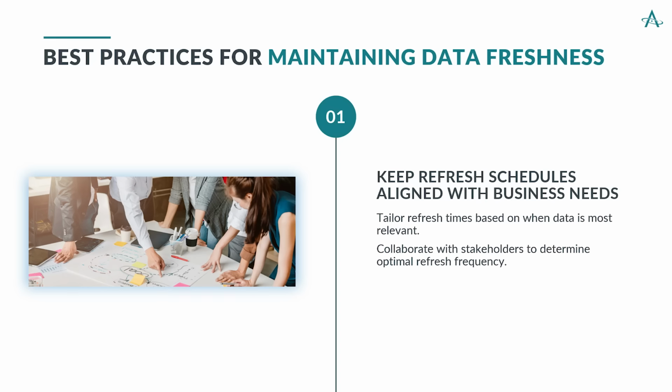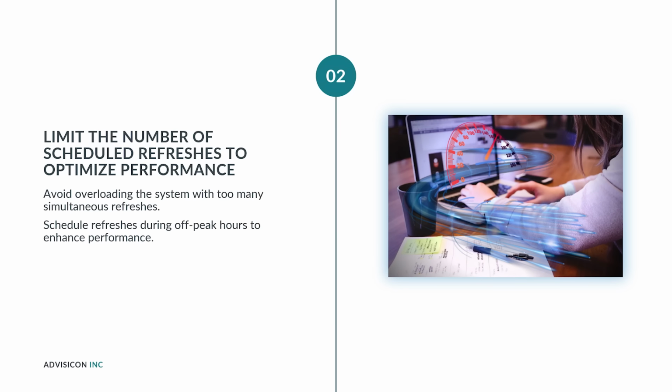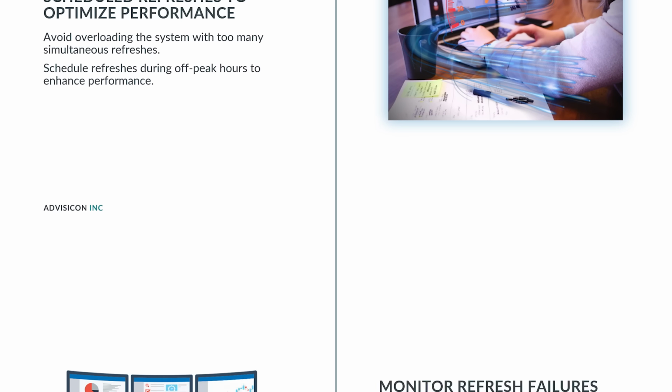Let's explore some best practices for maintaining data freshness. First, it's essential to keep your refresh schedules aligned with your business needs. Tailor the refresh times to when the data is most relevant and collaborate with stakeholders to find the optimal frequency. Next, limit the number of scheduled refreshes to optimize performance. Avoid overwhelming your system with too many refreshes, and consider scheduling them during off-peak hours to ensure better performance.